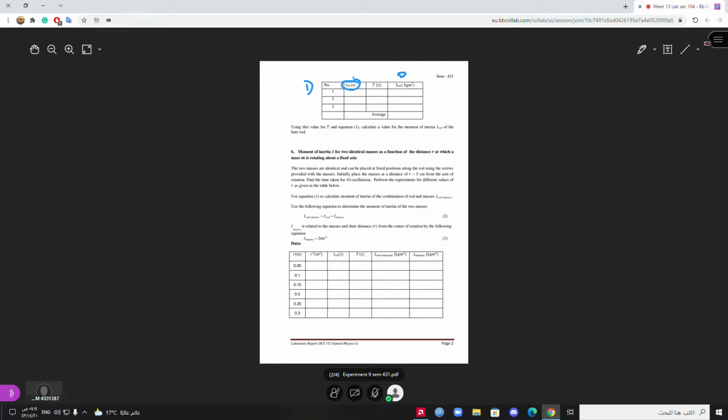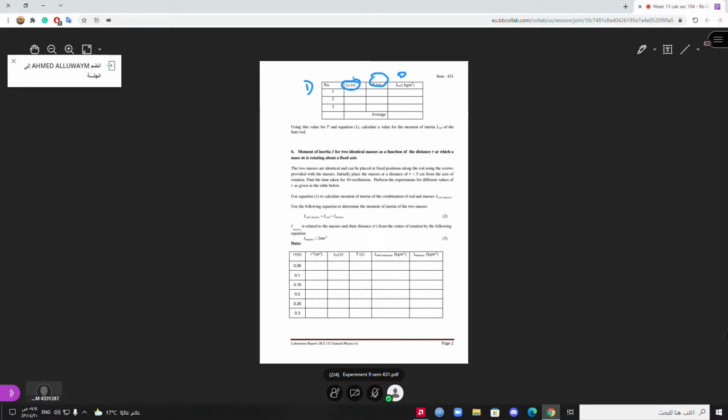What is the difference between this column and this column? Small t, capital T. Small t10 means the time required to complete 10 oscillations, the total time required to complete a particular number of oscillations. What is capital T? The capital T represents the time period, the time taken for only one oscillation. Time taken to complete only one oscillation is called the time period.